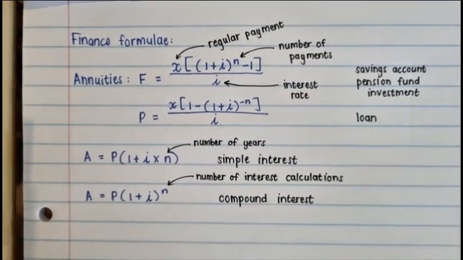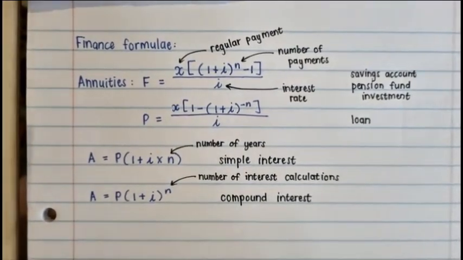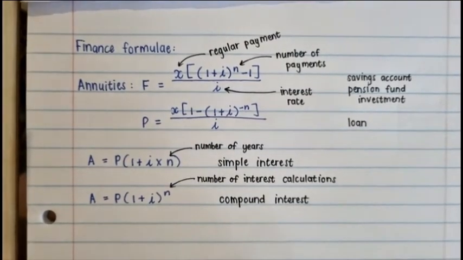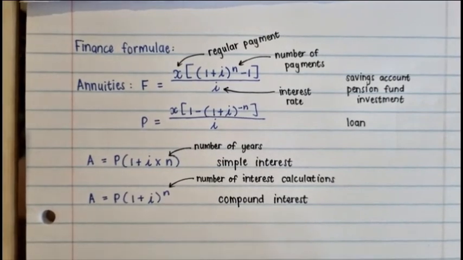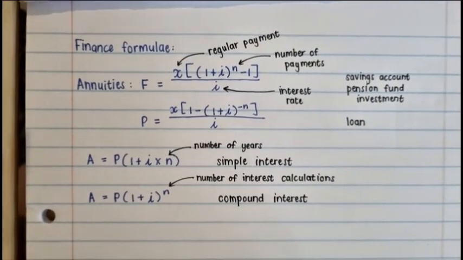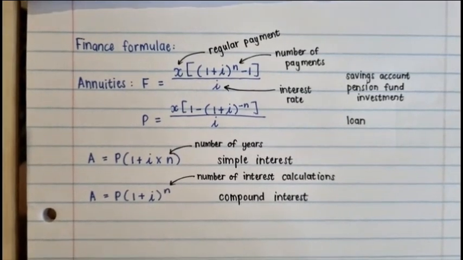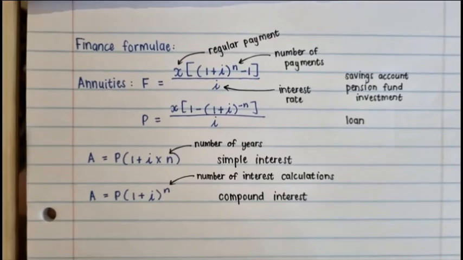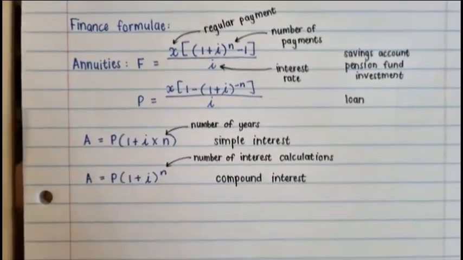Okay, so those are your simple and compound growth formulas. You can apply it to other scenarios. It's not always finance. It can be something like population growth or inflation rate. You'll have to just look at the question, and if it is something where there is a kind of growth, then you might have to use one of these formulas.